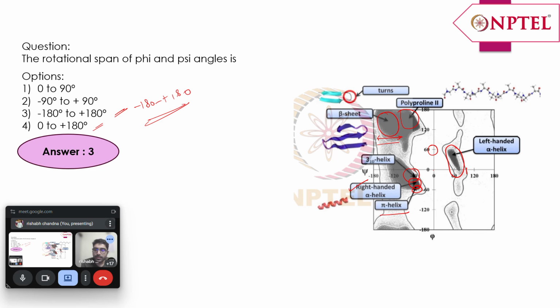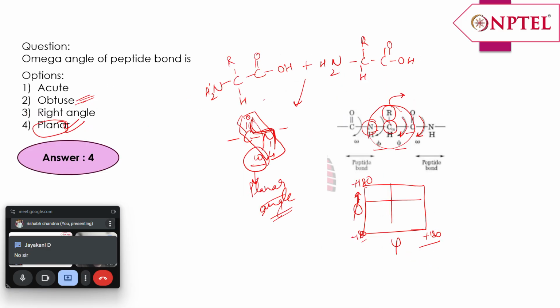Okay, so any doubts in this particular question? And I think I have drawn it wrong. So on the y-axis it would be the psi angle, and on the x-axis it would be the phi angle. So here is a correction to my explanation.